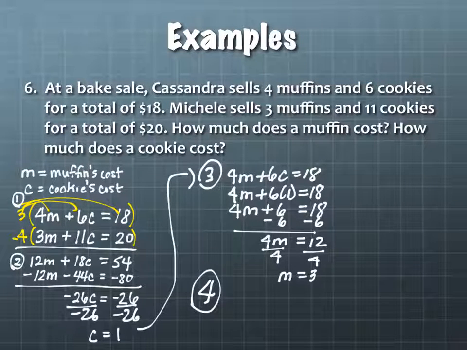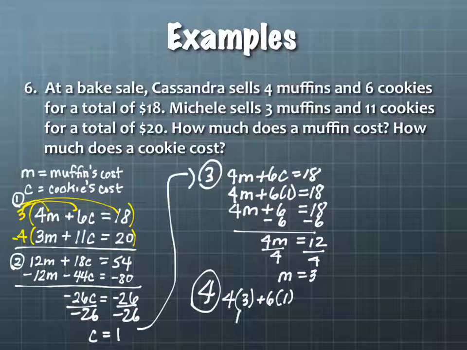Step 4 is our check step. So we want to check both equations. So the first equation should be working because we used it to find m. 4 times m was 3, plus 6 times 1 is 12, plus 6, and that's 18, right? So we're good to go on that one.